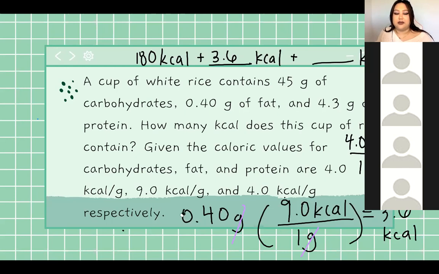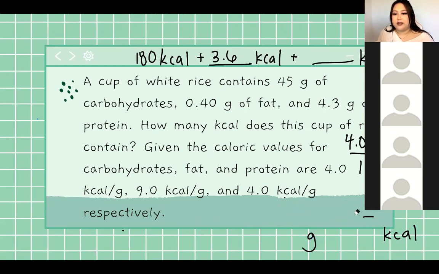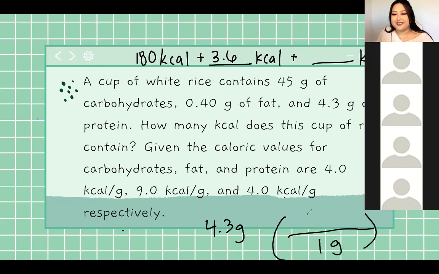Okay, and then the last one is the protein. 4.3 grams, 1 gram, 4.0 kcal. Okay, and then what is this? 17.2.